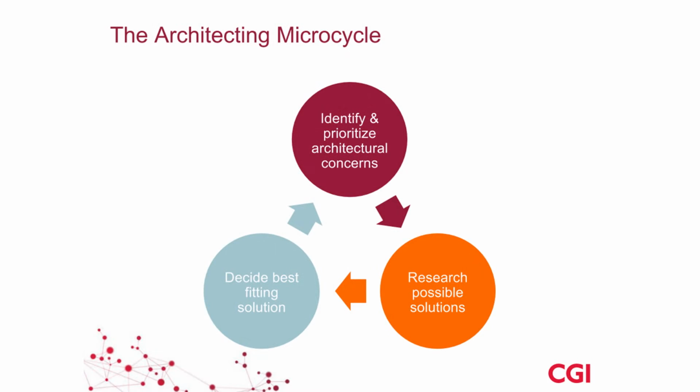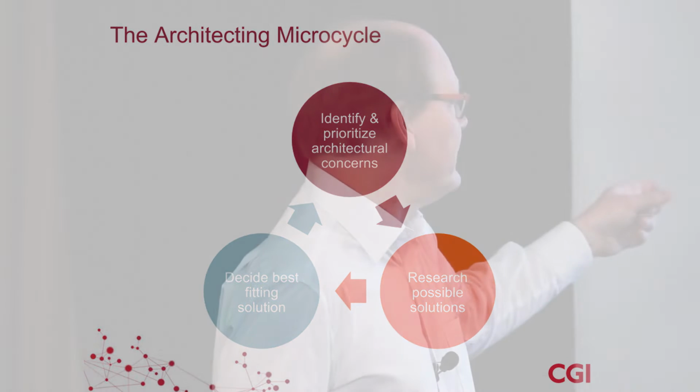And this you can convert to what we call the architecting microcycle. And we have some more fancy words in there. So identify and prioritize architecture concerns instead of what problems should I work on. Research possible solutions, and then decide the best fitting solution. Now, you will notice that this is the same cycle that everyone who has a job where he has to make decisions uses, right? Only he doesn't use the word architectural in there. So yes, that's it. That's true. It's just architecture is in a way a decision-making discipline. So let's treat it that way.